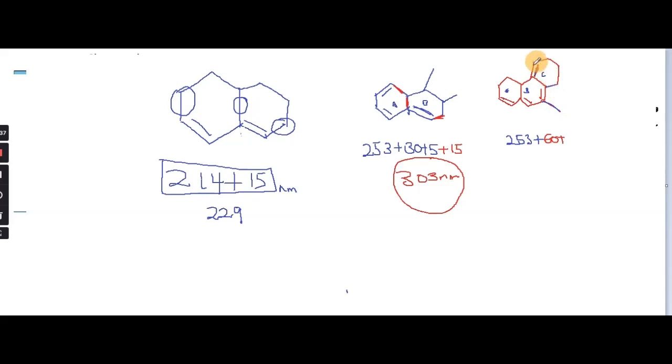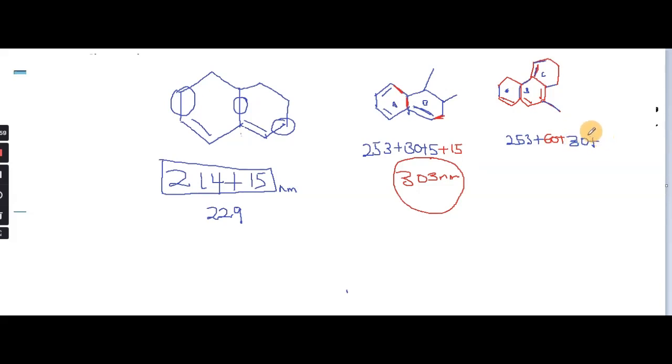We have another ring residue here. 2, we have another ring residue here. 3, we have another one. 4, we have 5, we have what? 6. So in all, we have 6 equal substituents or ring residues. That is what? 30 nanometers. We have 30 nanometers increment.